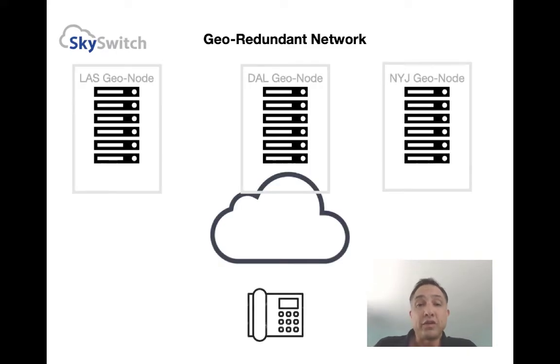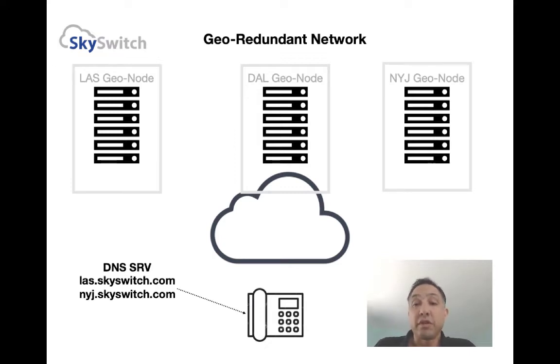So first, just a little reminder about how the SkySwitch network works. We have 3 geo-redundant nodes operating in New Jersey, Dallas, and Las Vegas. And those 3 nodes are available to any reseller at any time. Now, what happens in practice is when a phone first boots up, it contacts the SkySwitch provisioning server, and the provisioning server gives the phone 2 DNS records. DNS-A is the primary server, and DNS-B is for the failover server.